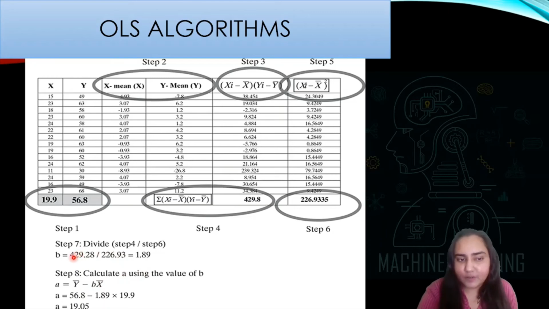And finally, your step 8 is to calculate the value of A. We know that the value of B is very simple. Step 7, calculating the value of B, is just taking this value and dividing it by this value, which gives you 1.89. Now, since you have the value of B, you can calculate A by using this equation. A is equal to bar y minus B bar x, and that is 56.8 minus 1.89 into 19.9. We have the values of bar x and bar y here as well, and you will be getting 19.05. So these values are set to minimize the errors.